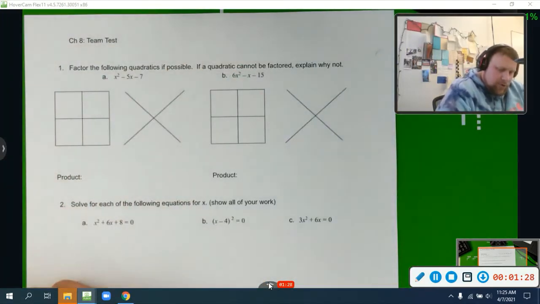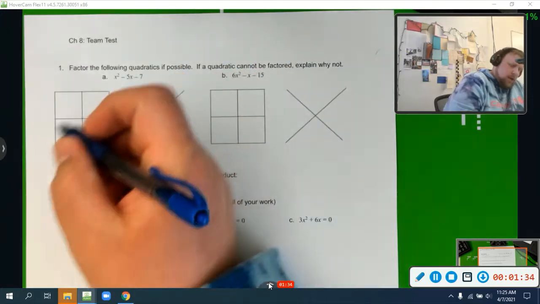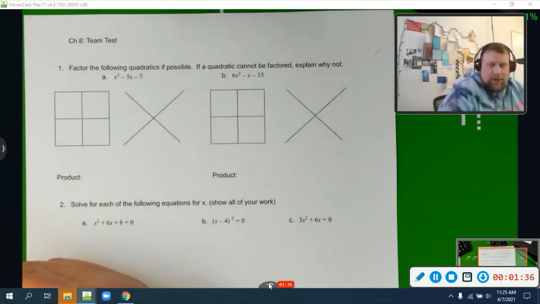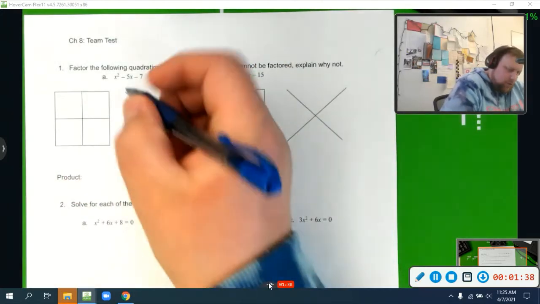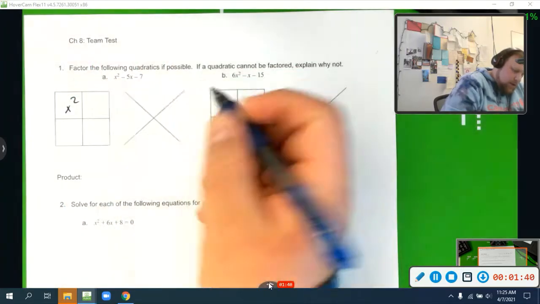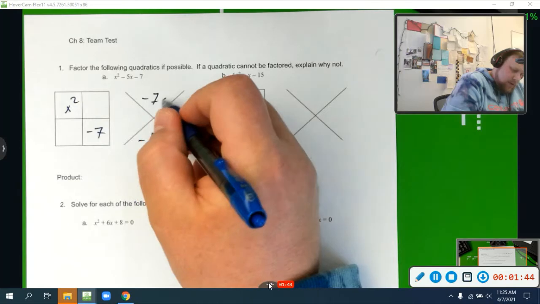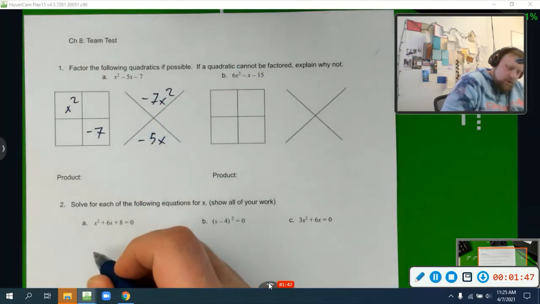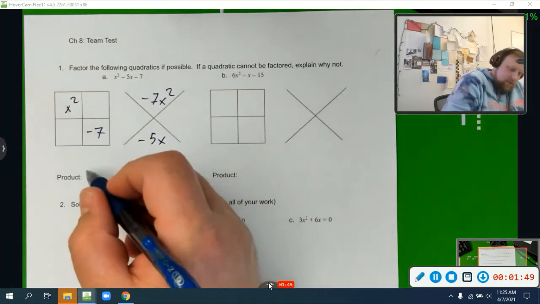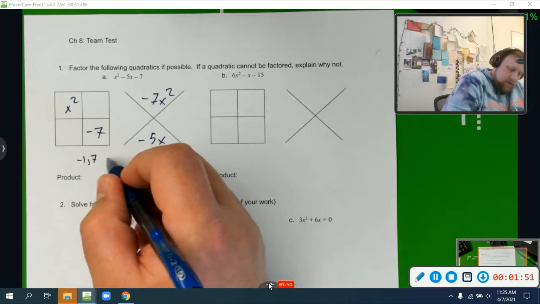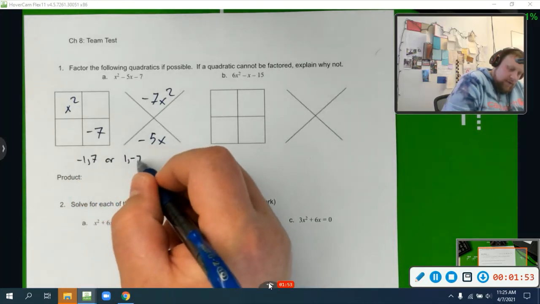Factor the following quadratics if possible. If a quadratic cannot be factored, explain why not. By the way, when I say explain why not, usually that's just, you've got to show your work. So if I've got x squared minus 5x minus 7, what are the factors of minus 7? Well, it's going to be either negative 1 and 7 or 1 and negative 7.